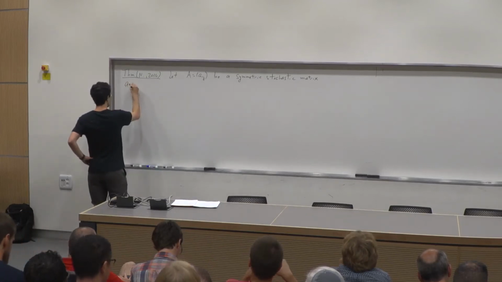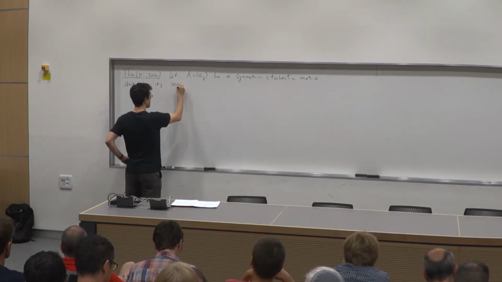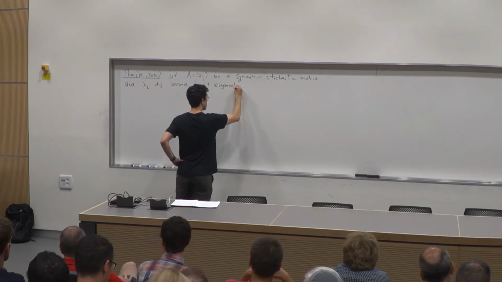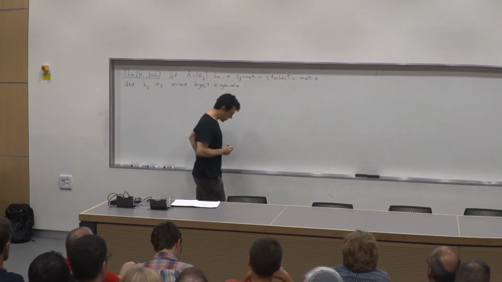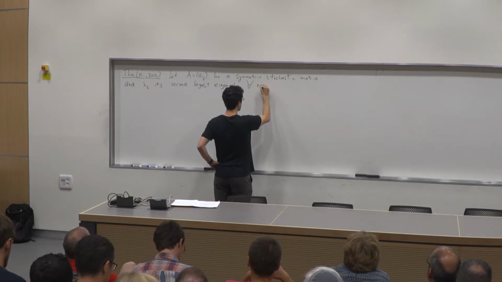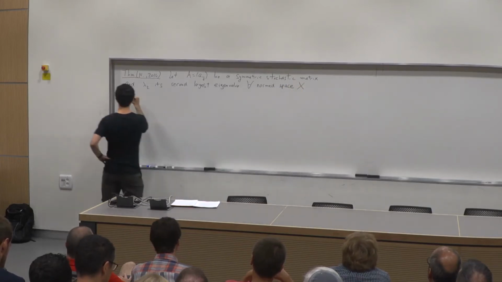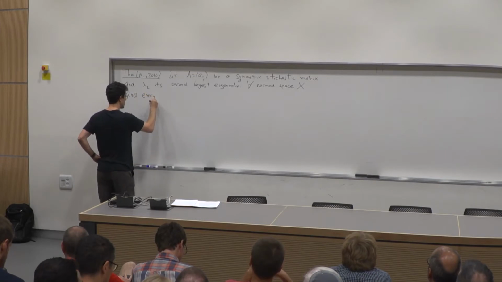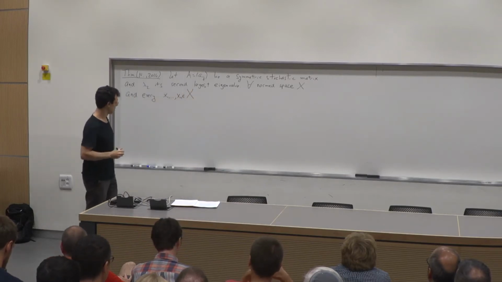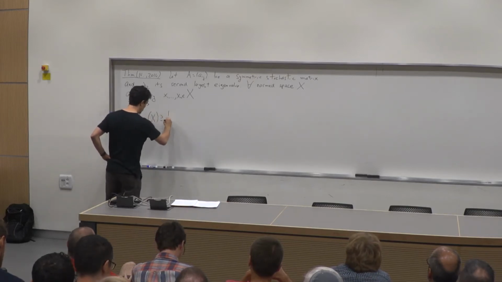And lambda 2 is the second largest eigenvalue. Then the following holds. For every normed space X and every n vectors x1 up to xn in the real space, you can control the dimension of X from below by the following quantity.